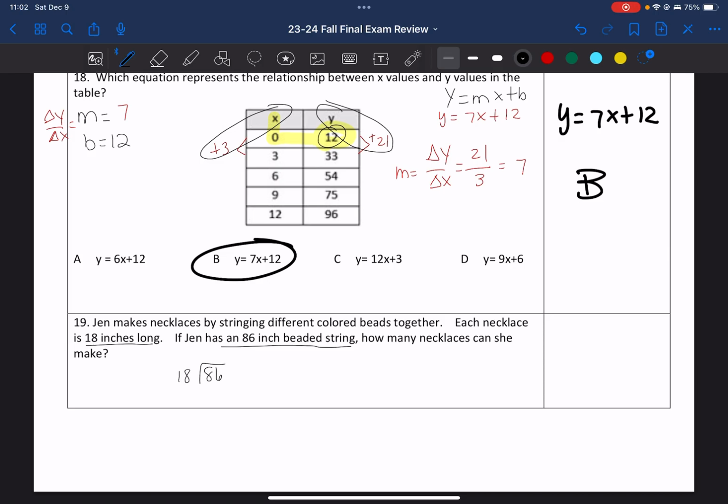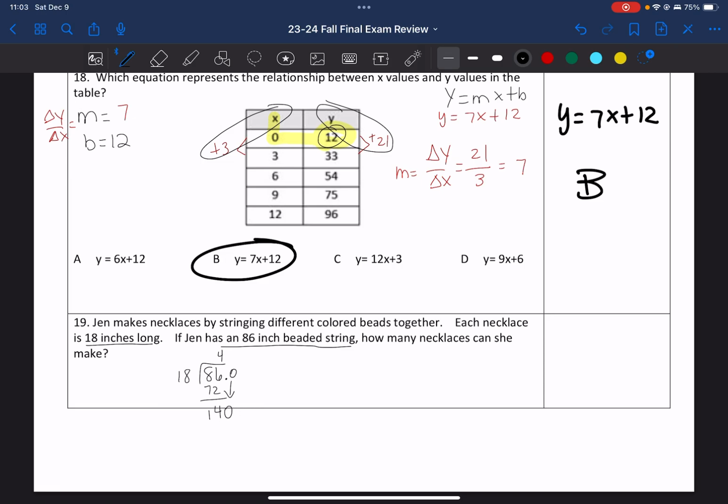Okay, if we look at this 18, sorry guys. I know that 18 times 5 is going to be 90, so I'm going to do 18 times 4. That is going to give me 72. 6 minus 2 is 4. 8 minus 7 is 1. Add a decimal and a 0.